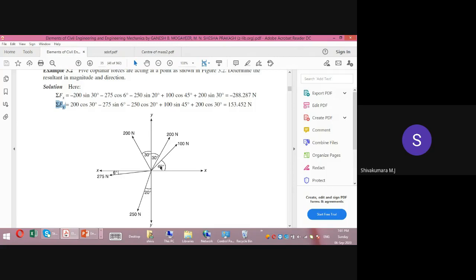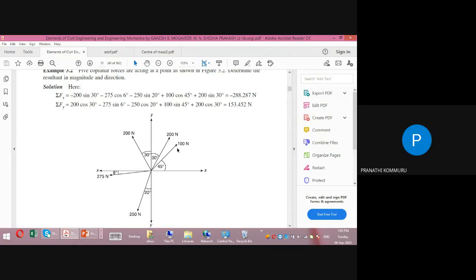So there is a 100 Newton force acting at an angle of 45 degrees with respect to horizontal. If we resolve this, what is the horizontal component of this 100 Newton force? 100 cos 45, sir. Positive. Good. And what is the vertical component of this 100 Newton force? It is 100 sine 45. Positive or negative? Positive.